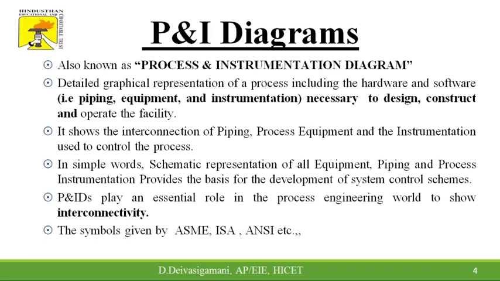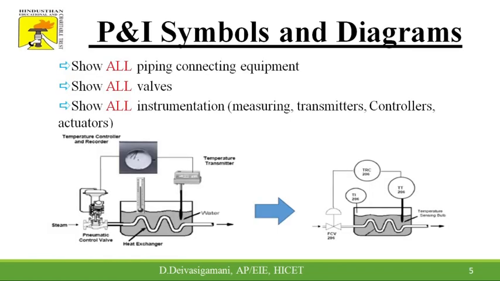It shows the interconnections and interconnectivity of pipes, instruments, and its equipments. In simple, it is a schematic representation of all process equipments and its piping in industry. In addition to that, P&I diagrams are used to train the workers also. It has a set of rules and guidelines given by ASME, American Society of Mechanical Engineers, Instrument Society of Automation, and American National Standards Institute. Let us discuss in detail.